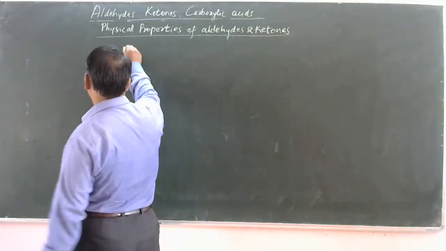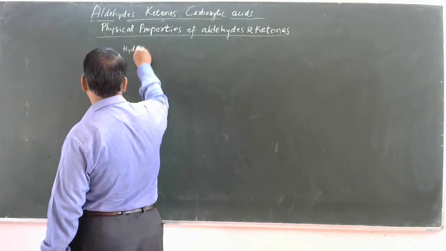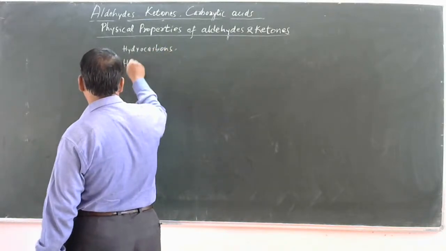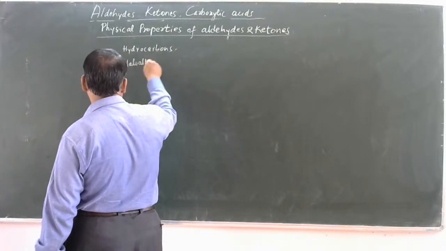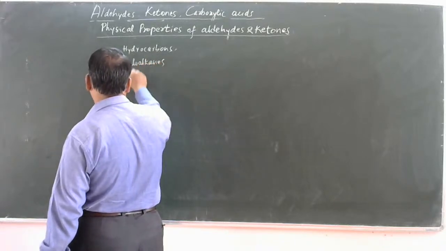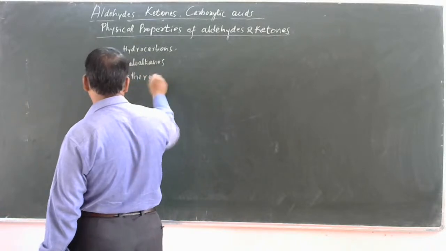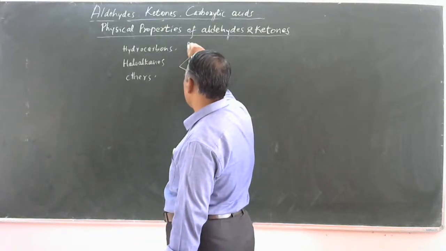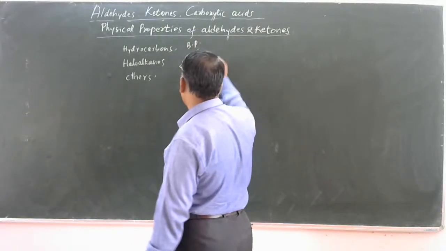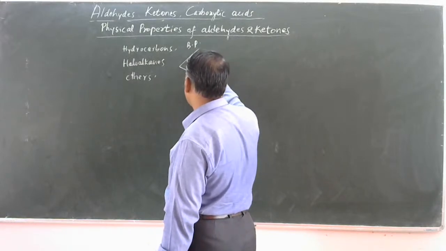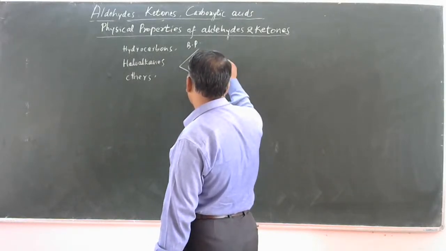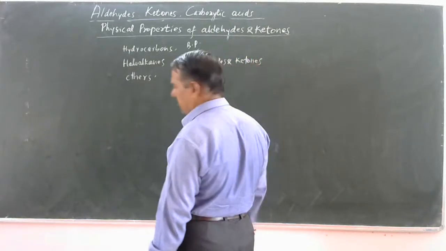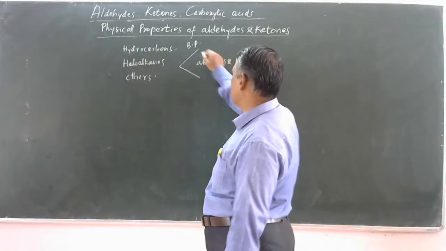See, hydrocarbons, then haloalkanes, and ethers. They have less boiling point than aldehydes and ketones. Understood? Which one? Boiling point.